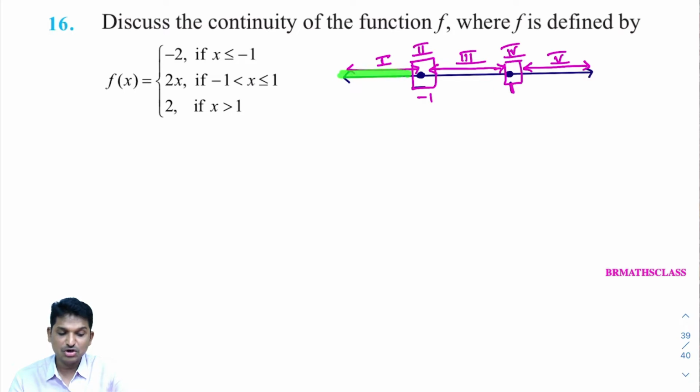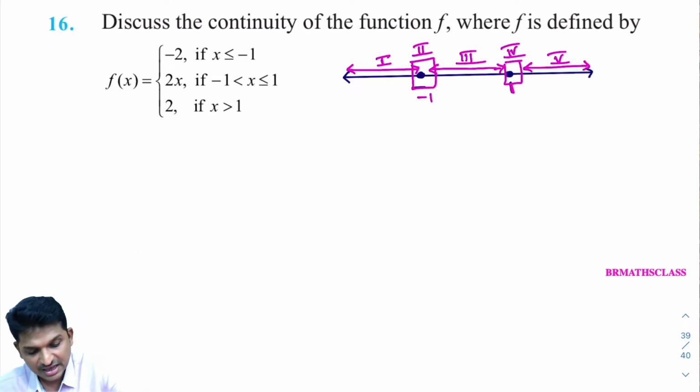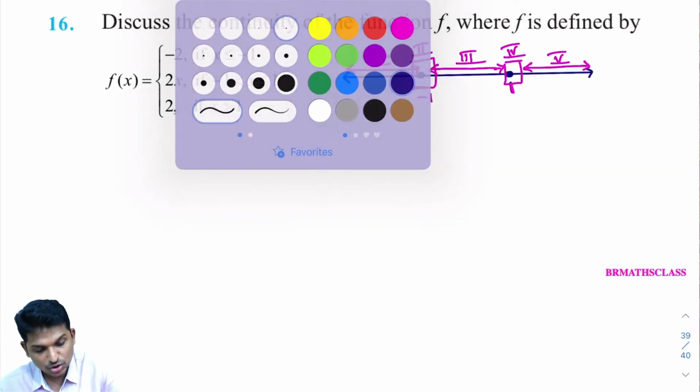Case 1 is x equal to a, where a is less than minus 1. Case 2 is at x equal to minus 1. Case 3 is when x value is in between minus 1 and plus 1. Case 4 is at x equal to 1. Case 5 is when x is greater than 1. This problem is going to be a little lengthy. Have patience and let's start the solution.